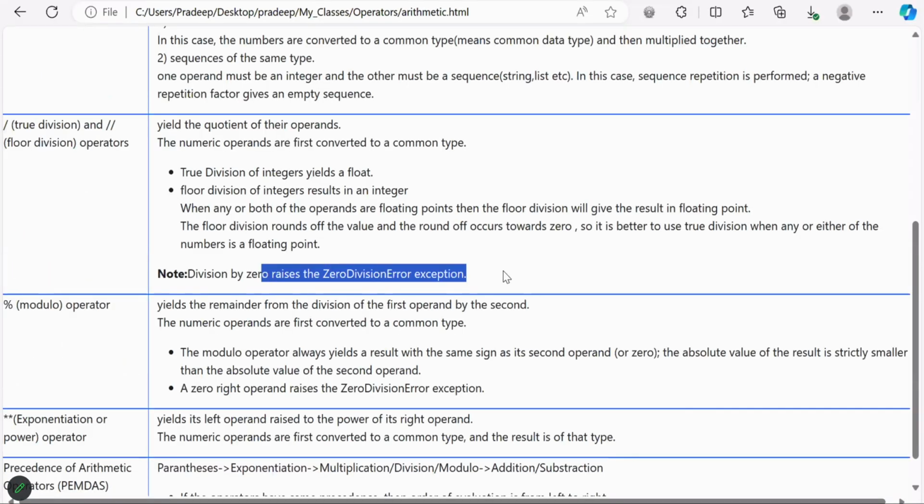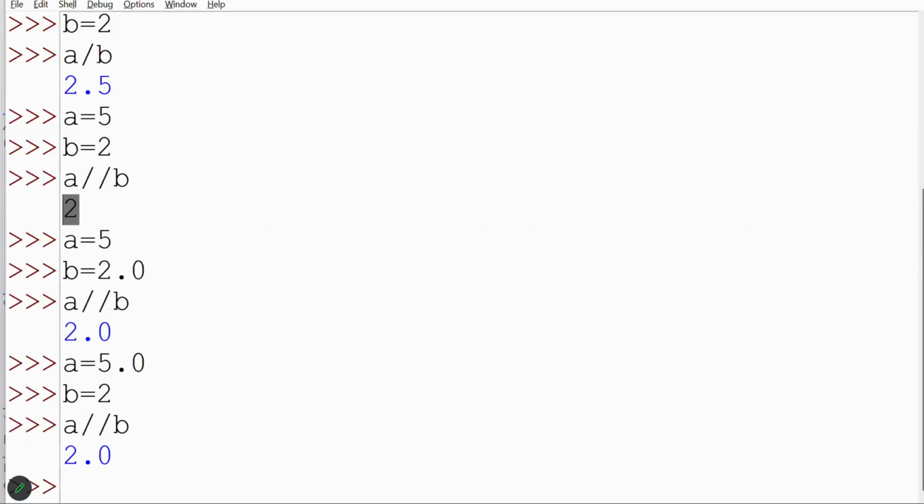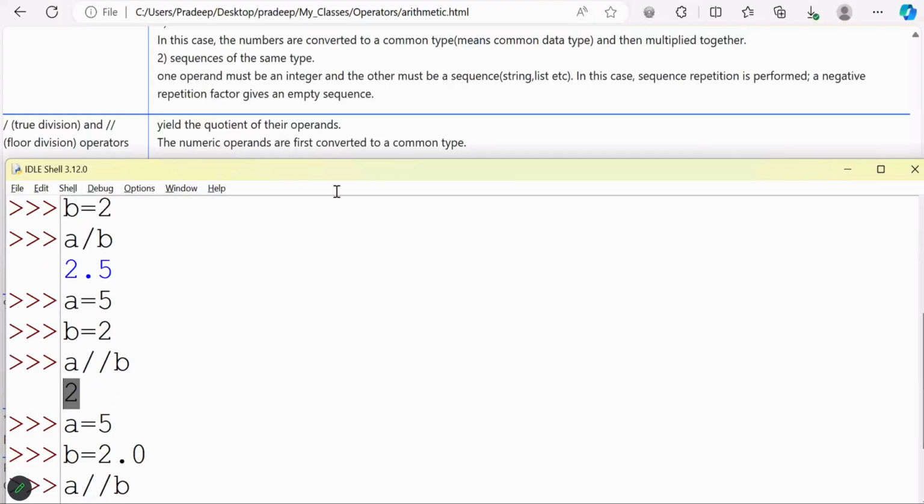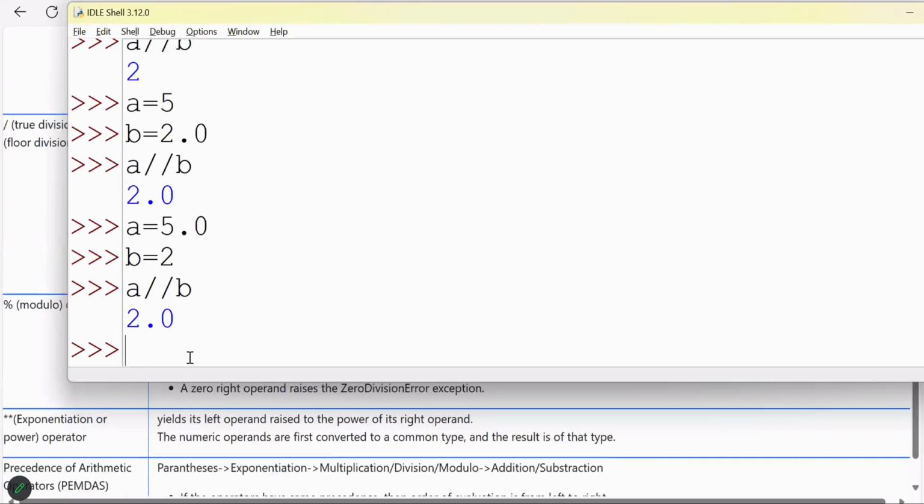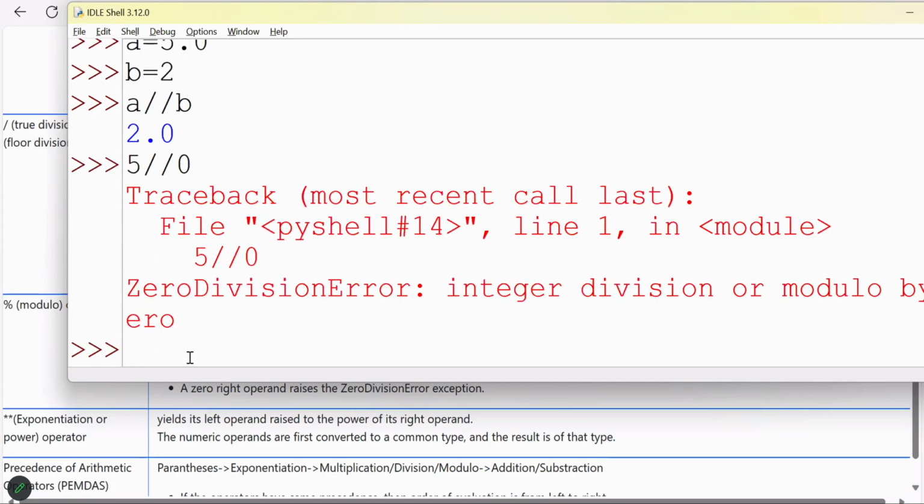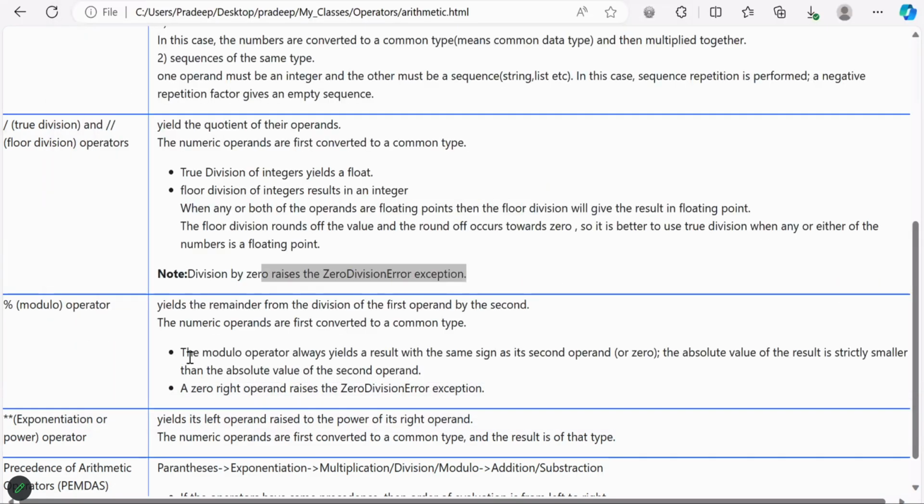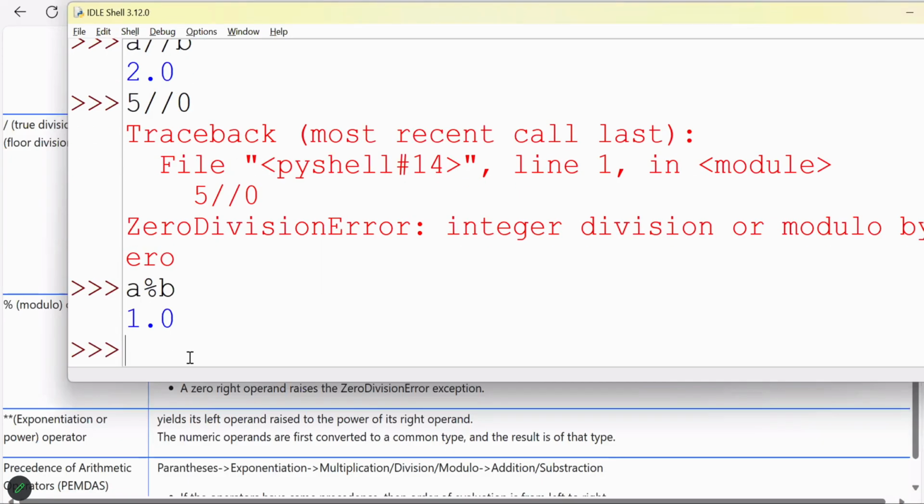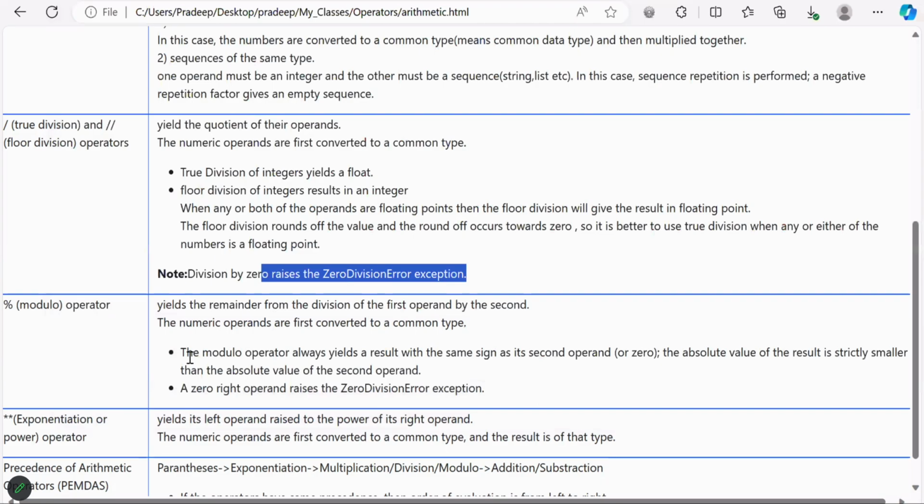Any division by 0 will raise a zero division error exception. We saw the zero division error yesterday. Whether it is this one or this one, any kind of division, it will raise that exception. Next, modulo, remainder. It will give the remainder. So A percentage B, what will be the output? 1, and it is in floating point because one of them is again floating point.